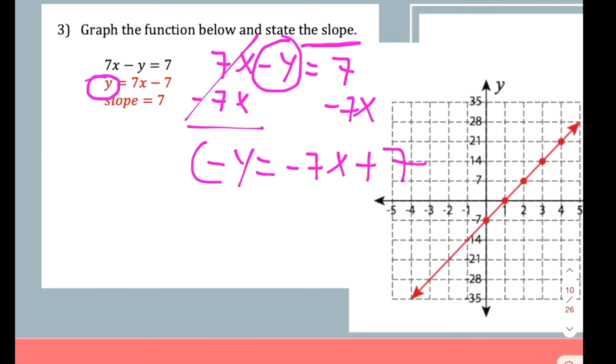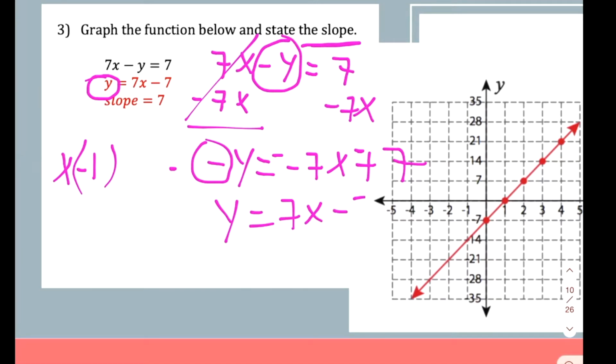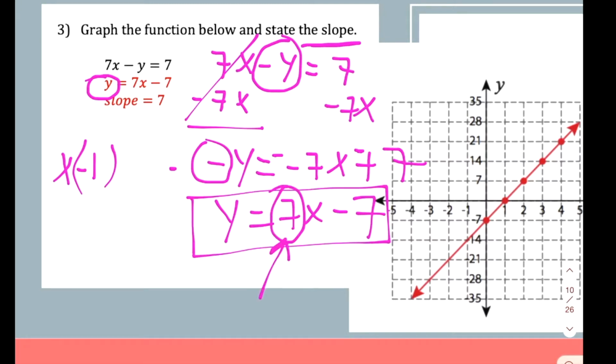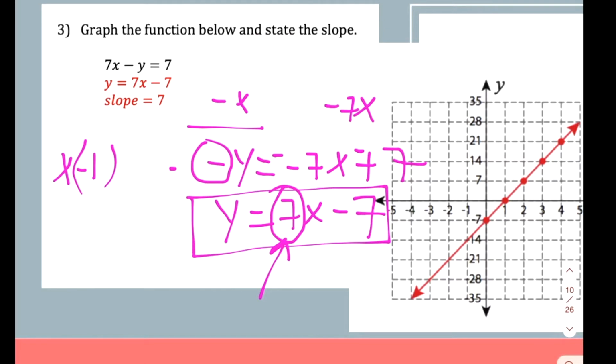Now you have this minus. To eliminate it, multiply by negative 1. So you multiply everything by minus, you get y, because minus times minus equals plus, and minus times minus equals plus, so you get 7x, and minus times plus equals minus. That's how you get it. y equals 7x minus 7. The slope is 7. This is 7, in front of x, and that's why we found the slope is 7. Now, how to draw it?